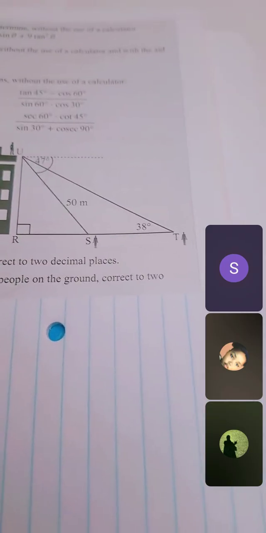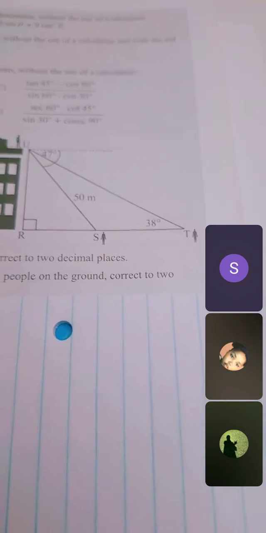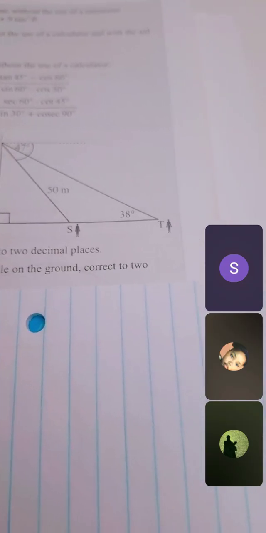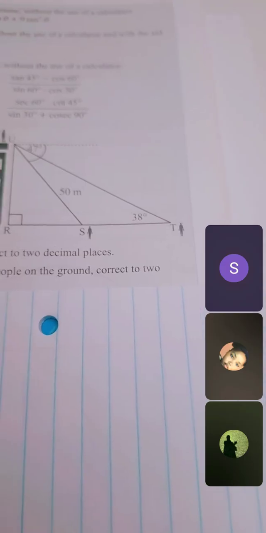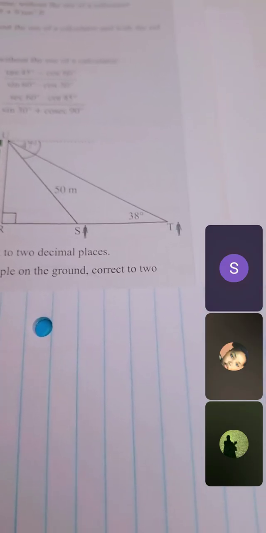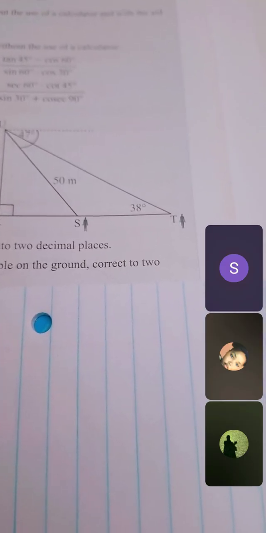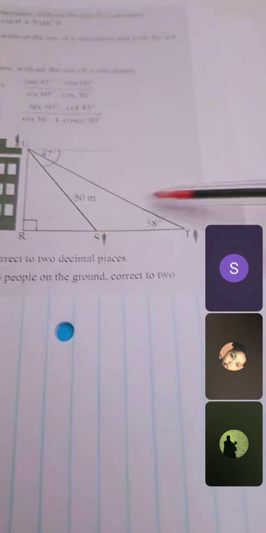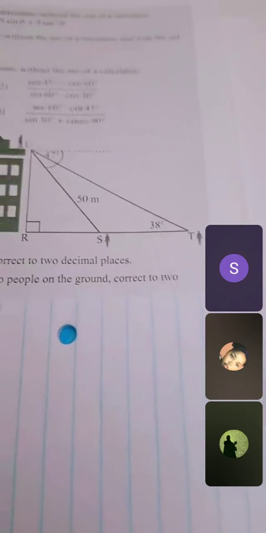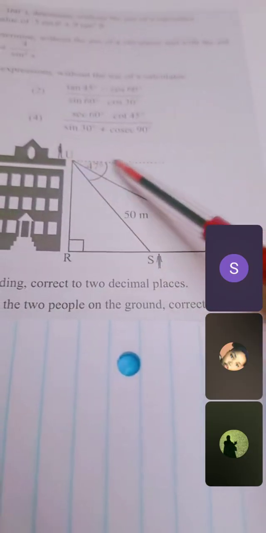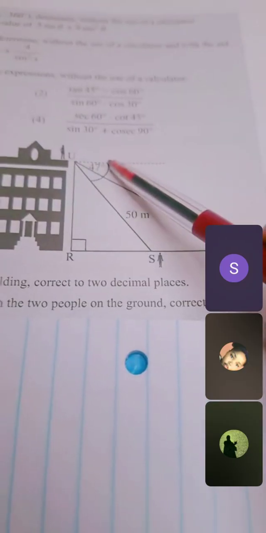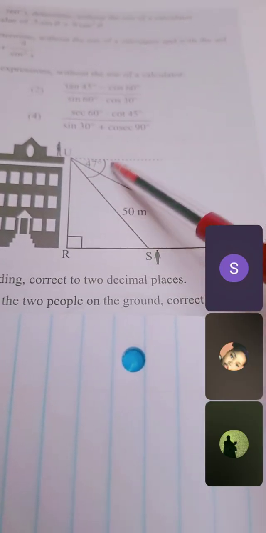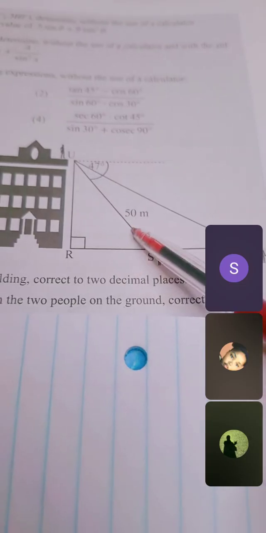Nope. Remember, corresponding angles are found between parallel lines. For them to be equal, there must be parallel lines. But in this case, looking at S and T, this angle and that angle, they're not corresponding in that sense. But look here at the horizontal, the angle of depression. What angle is this? 47 degrees. What is it equal to?